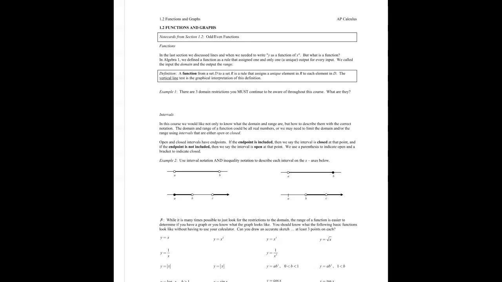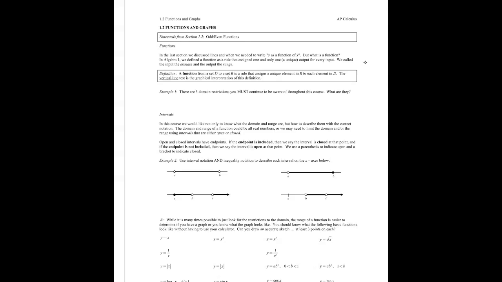The technical definition in calculus is a function from a set D to a set R is a rule that assigns a unique element in R to each element in D. The vertical line test is the graphical interpretation of this definition. You draw a line straight up and down, and if it touches more than one point, then this would not be a function. So that vertical line can touch one point and only one point. That's it.